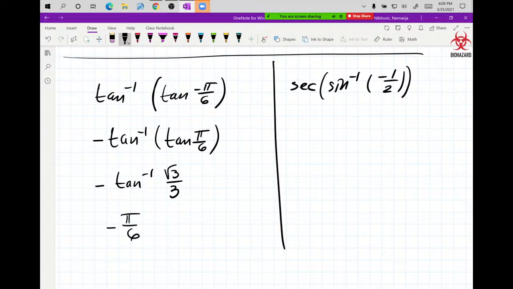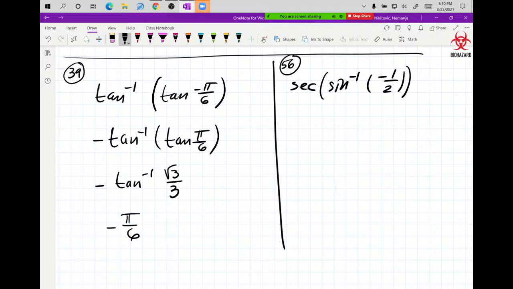And the answer is negative pi over 6 for this problem. So negative pi over 6. I think, yeah, this was 39. I did not write these. I don't know why. And where is the secant? I think this one, 56. Okay.